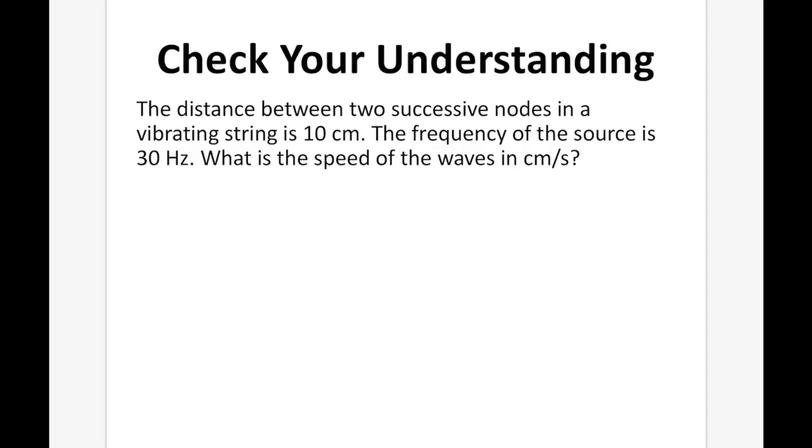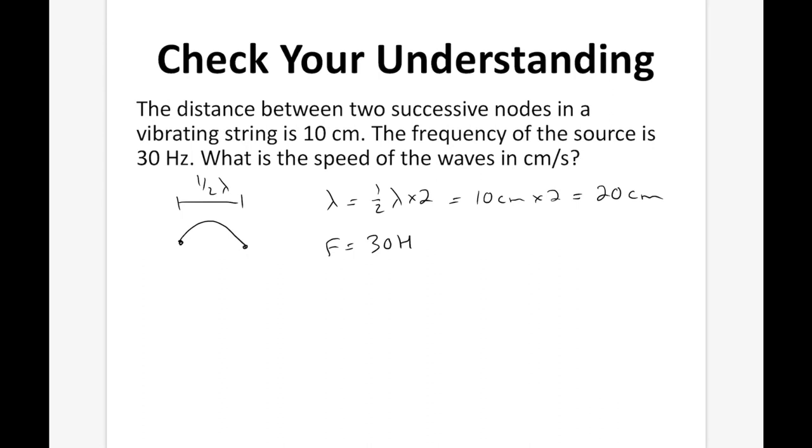So if you have 2 nodes, so that would be something like this. And what that is going to equal is half a wavelength. Therefore, 1 wavelength is going to equal half a wavelength times 2, which is 10 centimeters times 2, which is 20 centimeters. The frequency we're told is 30 Hz. And we are asked for the speed in centimeters per second. So remember the universal wave equation? V equals f lambda. f is 30, lambda is 20. So we get 600 centimeters per second.